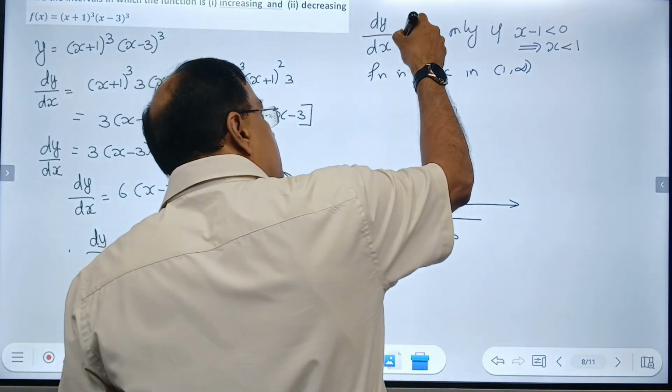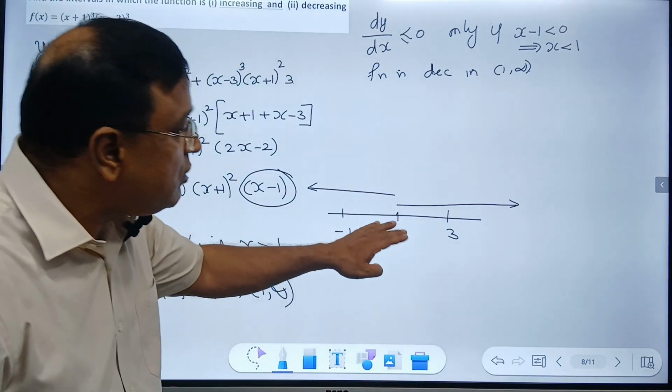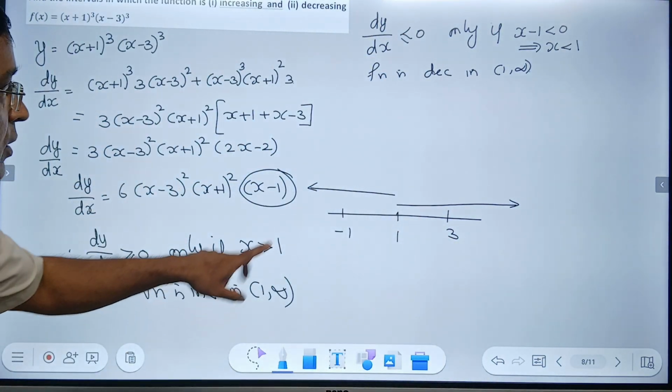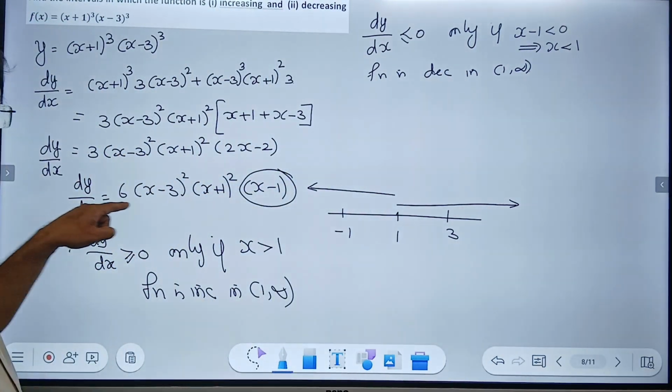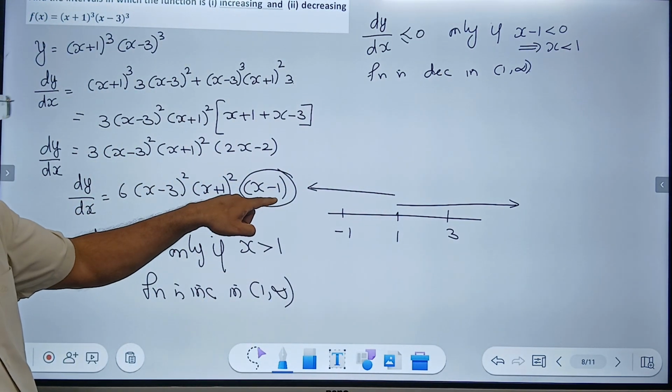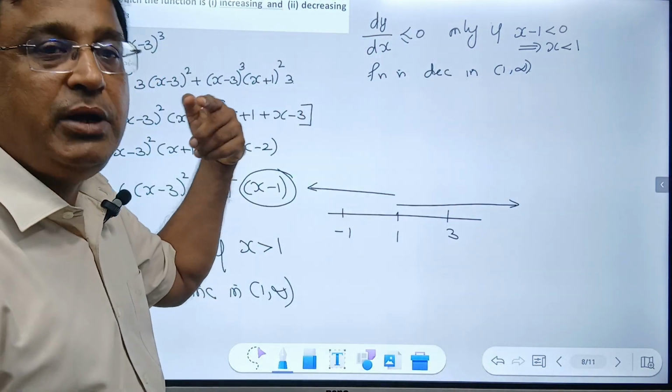dy by dx is not less than 0, it has to be less than or equal to 0. Why? Because when you choose minus 1, dy by dx is going to be 0. Okay, so it can't be strictly decreasing, it can only be decreasing.